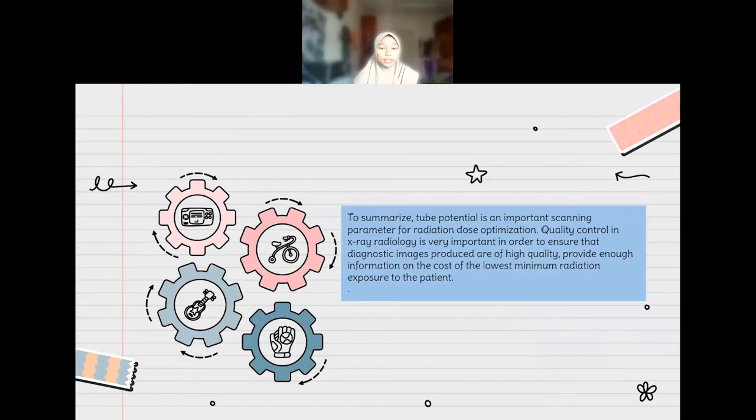So, to summarize, tube potential is an important scanning parameter for radiation dose optimization. Quality control in radiology is very important in order to ensure that diagnostic images are of high quality and provide enough information at the lowest minimum radiation exposure to the patient.